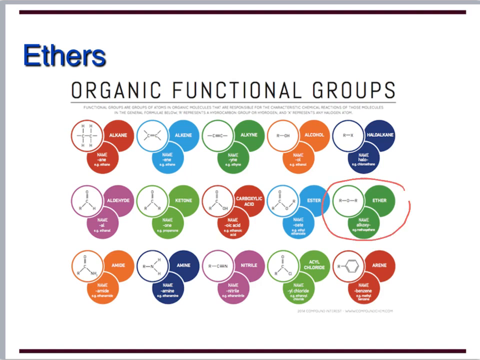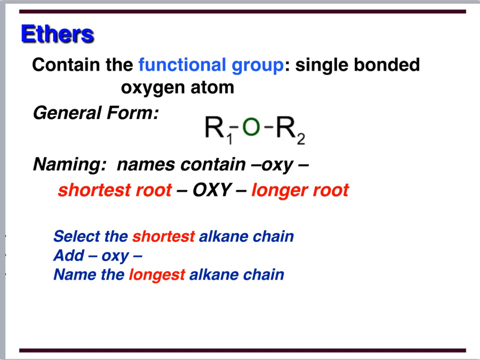So this is the family we're focusing on now. We've done haloalkanes, we've done alcohols, alkynes, alkenes, and alkanes. Ethers contain the functional group of a singly bonded oxygen atom. Like you can see here, oxygen is in the middle of a carbon chain. I've got a carbon chain on either side and they're labeled as 1 and 2.